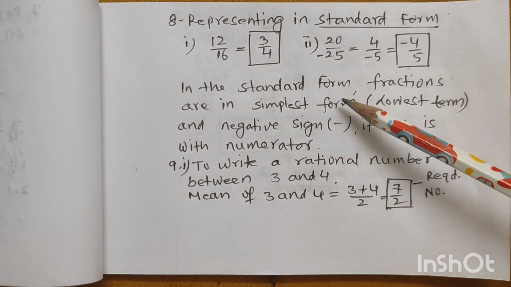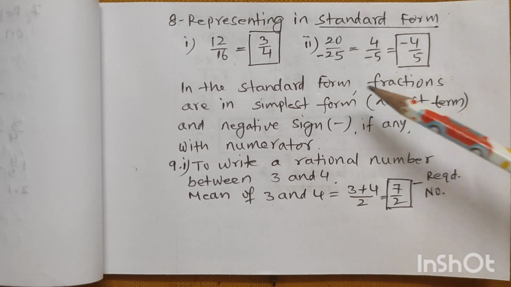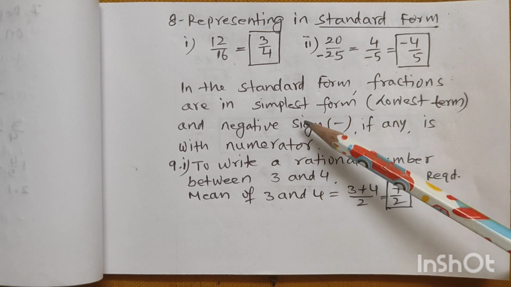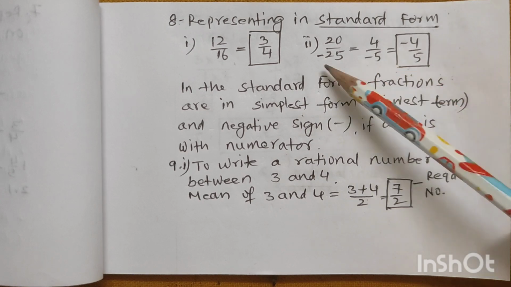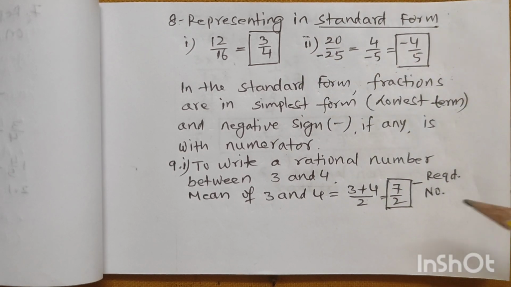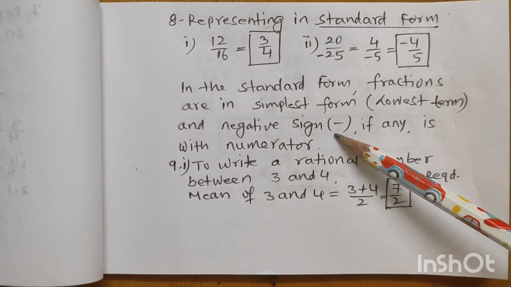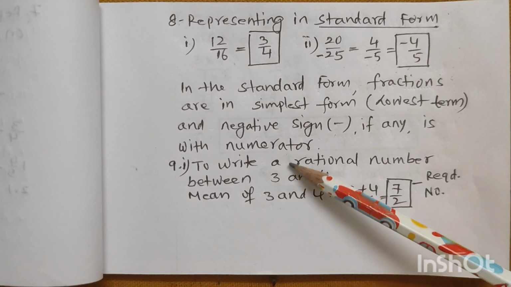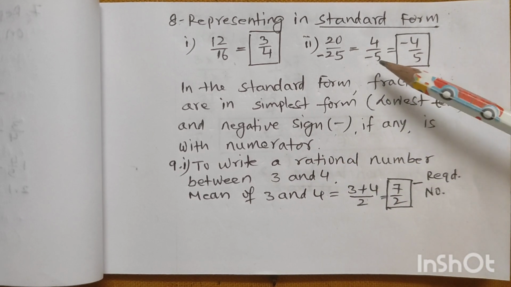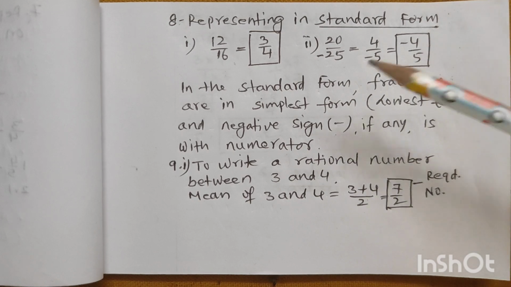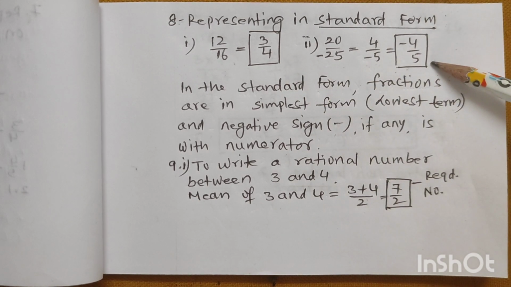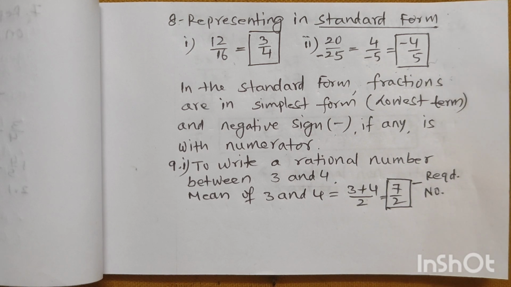In the standard form of rational numbers, fractions are in simplest form or lowest terms. Like this we have done, 3 by 4, 4 by 5, and the negative sign, if any, is with the numerator. So this negative sign is changed to the numerator. Now these two are the examples of rational numbers in standard form.